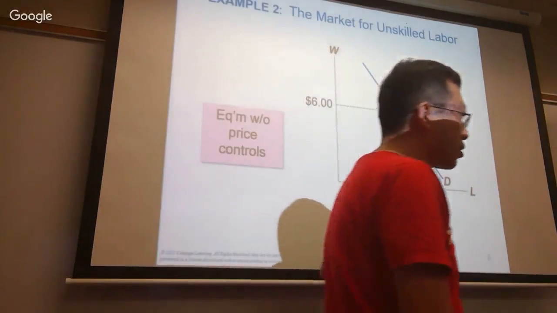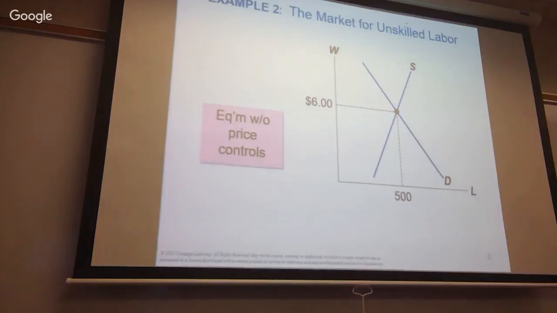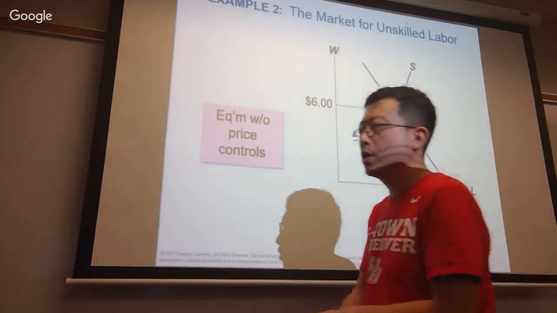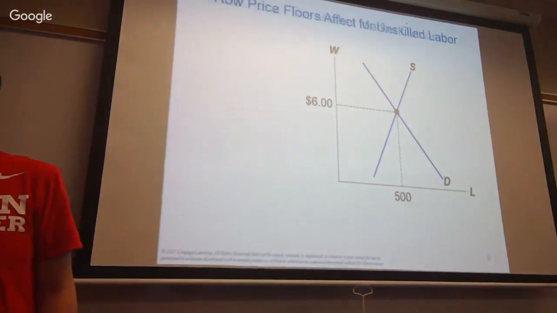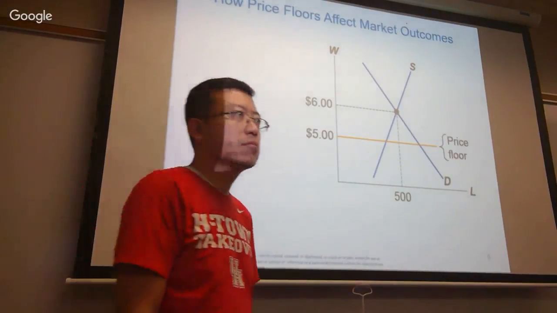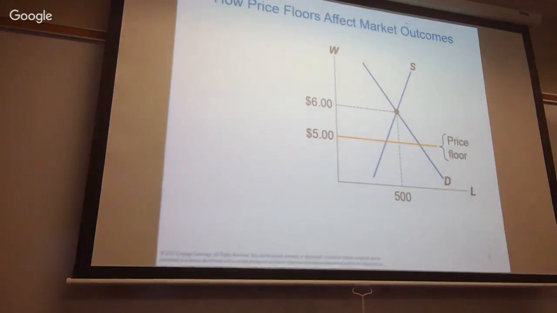So for price floor, let's suppose currently our wage for the market economy is at $6 per hour, and our number of workers will be at 500 workers or 500 hours. And then tomorrow, the government comes and says we're going to put a new price floor, placed at $5. So the new minimum wage will be $5 per hour. Now, any idea what type of change this will cause on the economy?